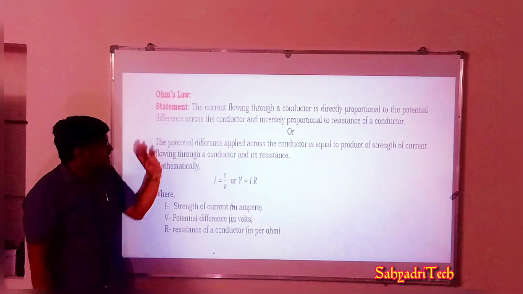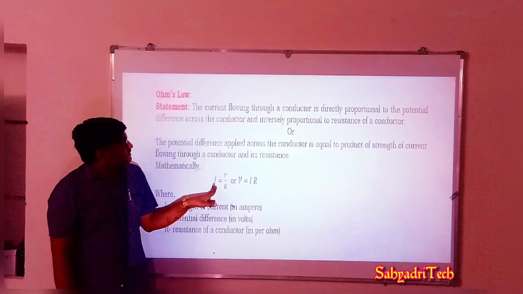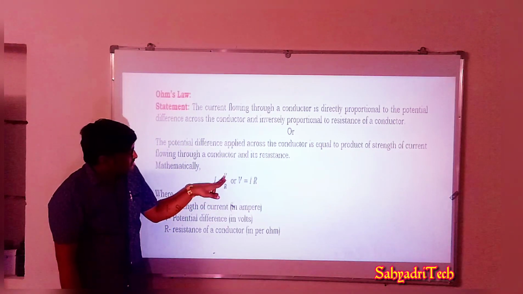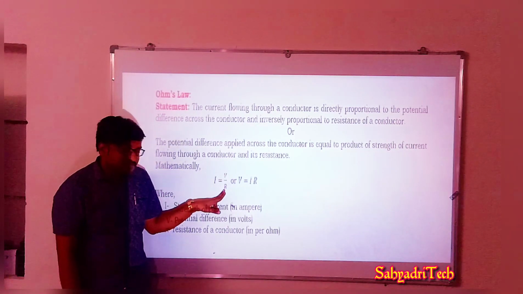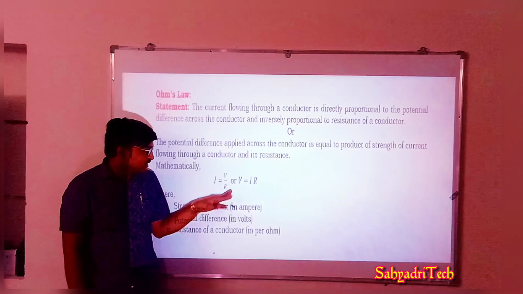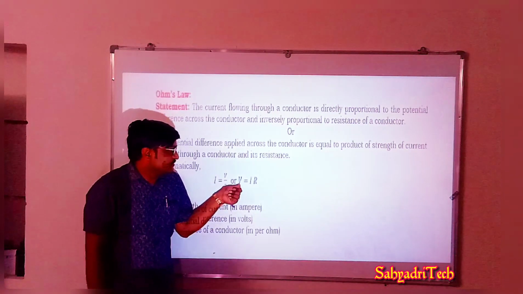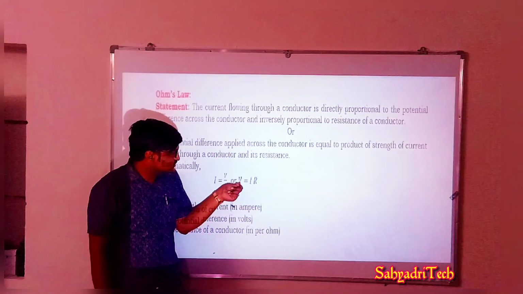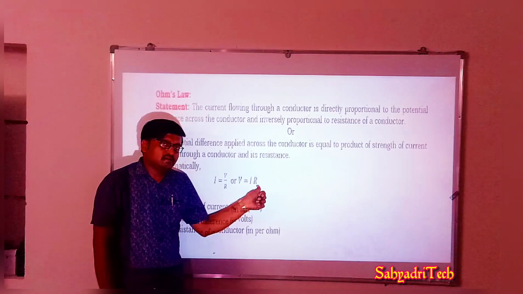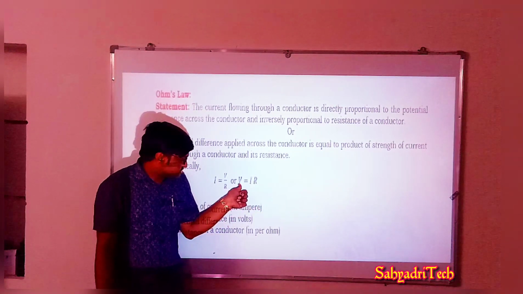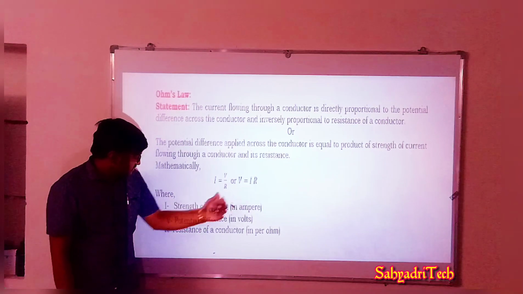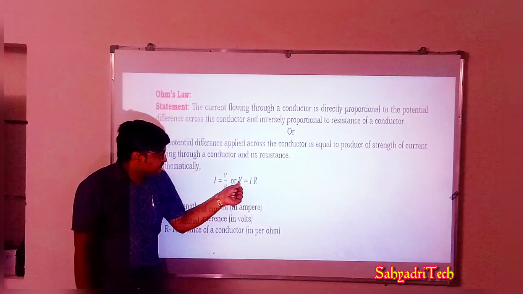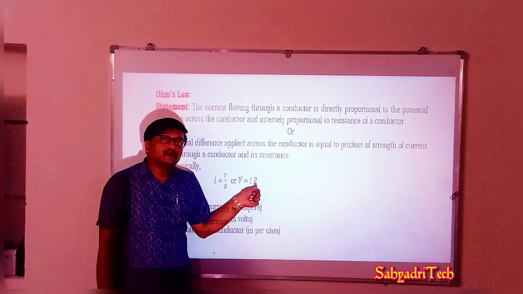So according to Ohm's law, the strength of a current flowing through a conductor is directly proportional to the potential difference and inversely proportional to the resistance of the conductor. On rearranging, we can solve for V. This equation can be rearranged in different forms. One of the forms is V is equal to I into R. Here V is potential difference, I is strength of current, and R is resistance, which means V is equal to I into R.